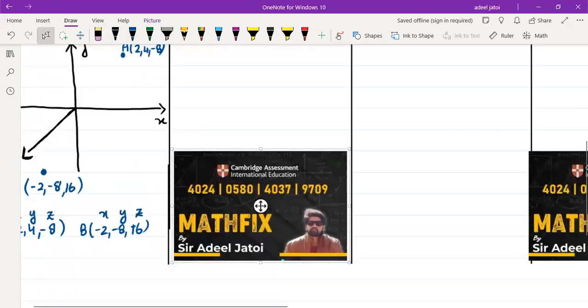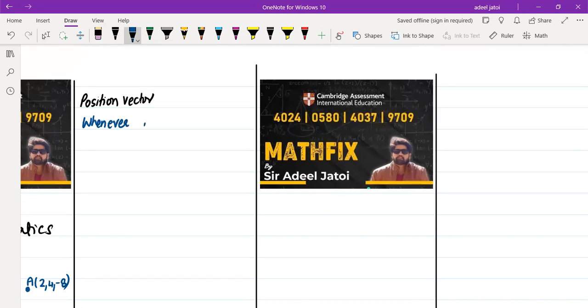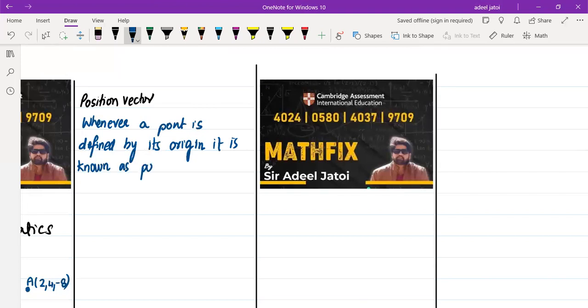Let's just work upon position vector so that we can continue with A and B. So what is a position vector? Whenever a point is defined by its origin, it is known as the position vector of that point.